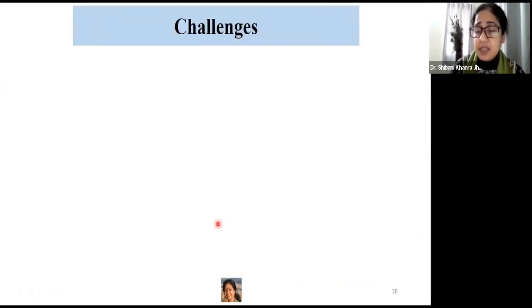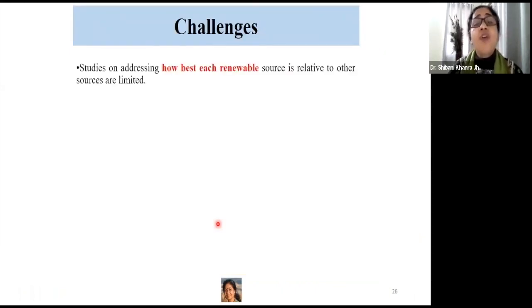Then the challenges here: once identifying how best each of the renewable sources is relative to the others, because it is important when we, as scientists or researchers, explore some new domain, we also need to take into account the stakeholders.